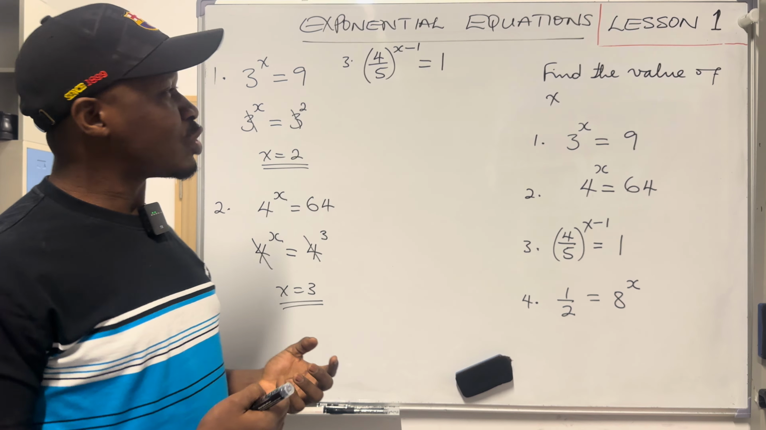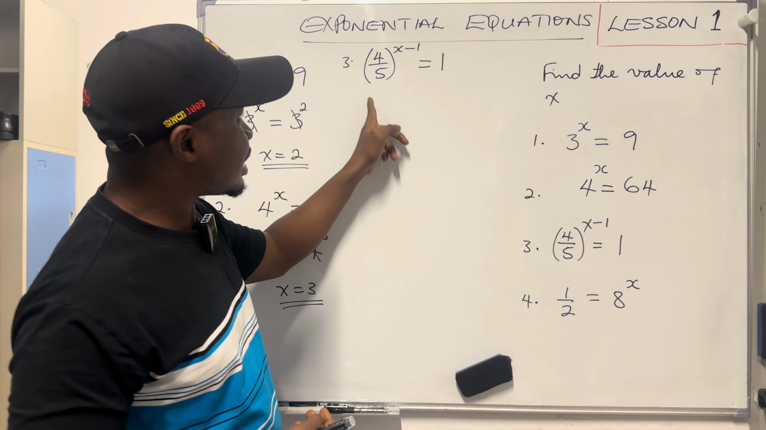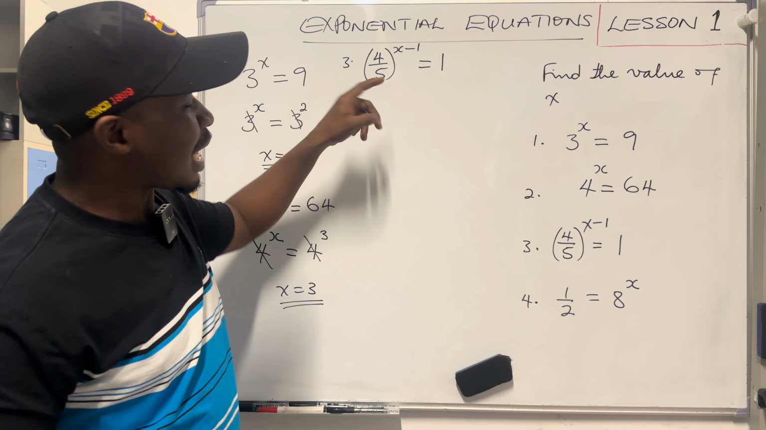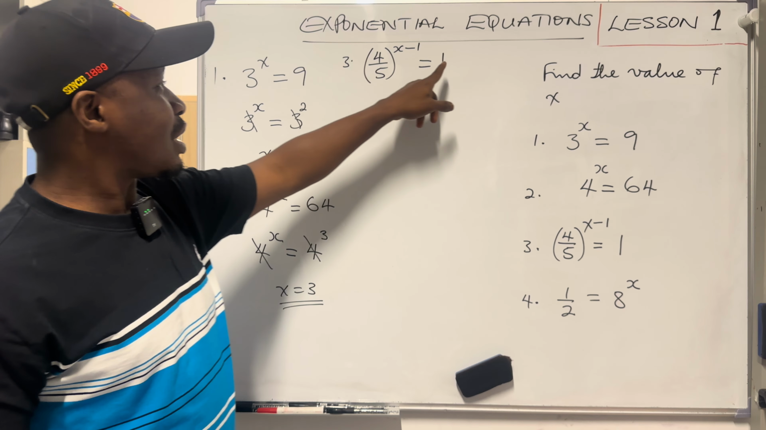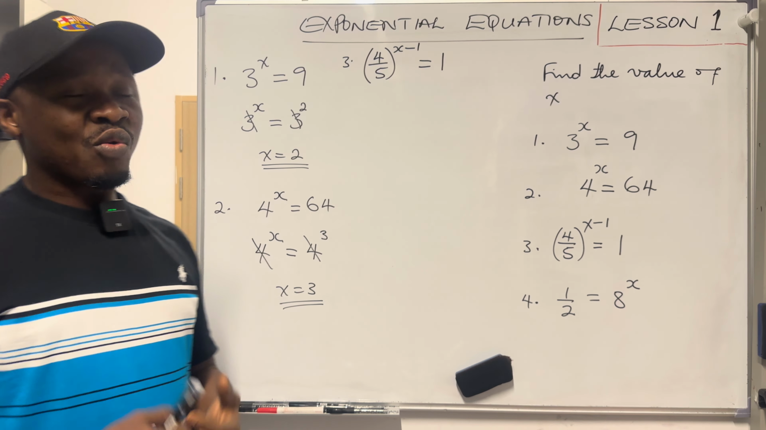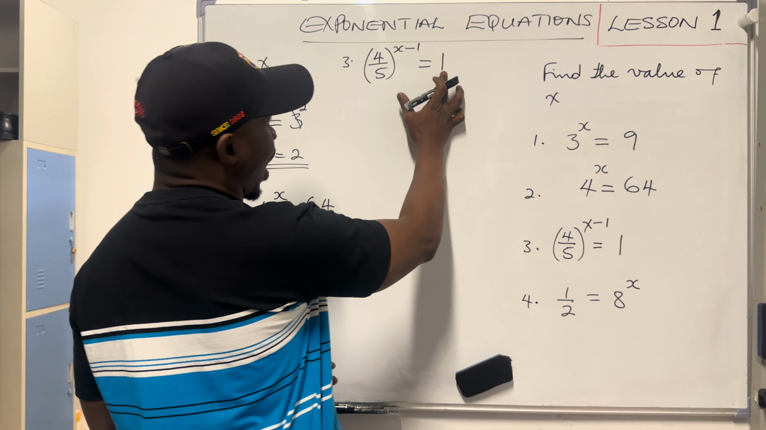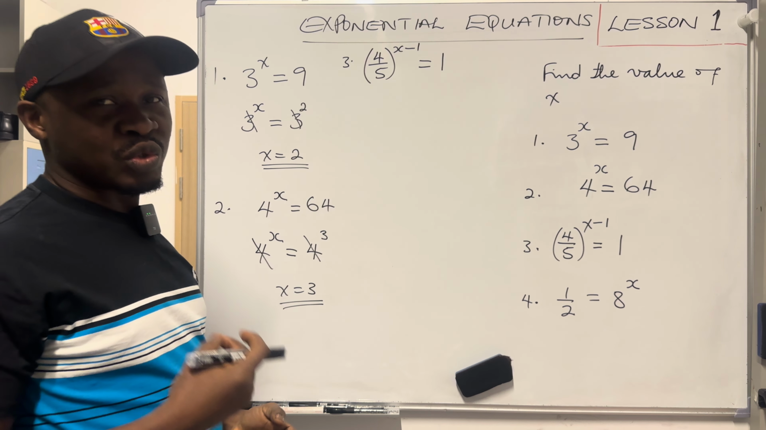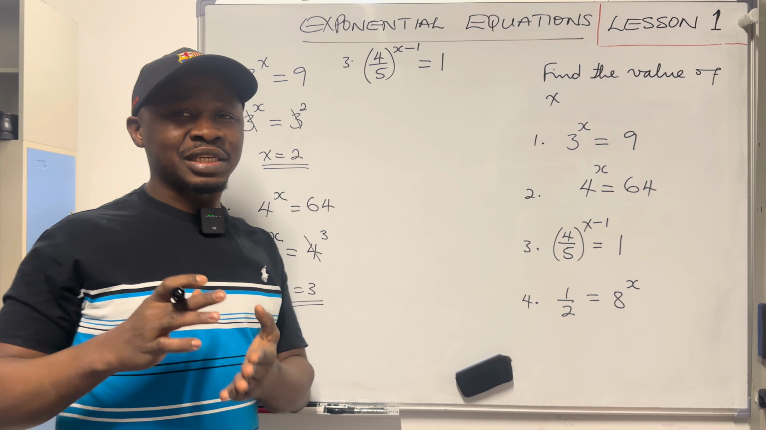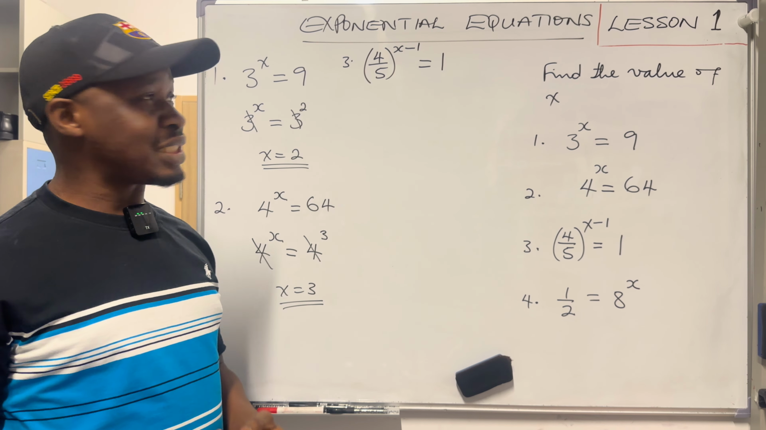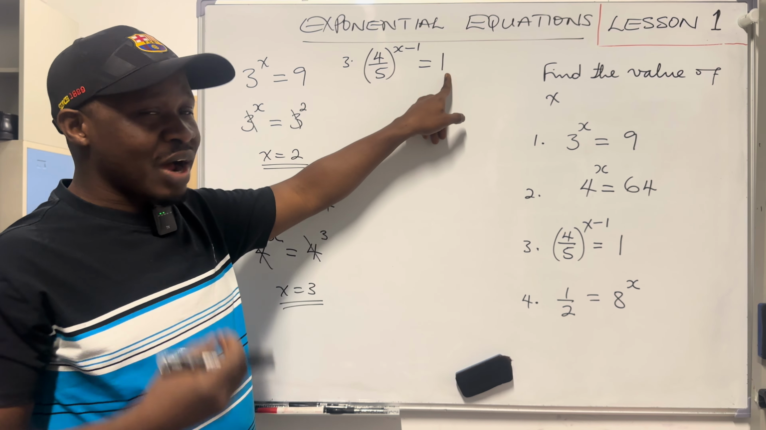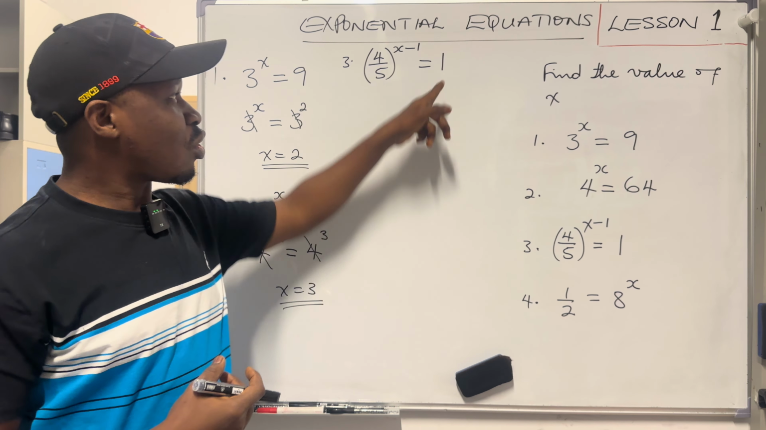All right, so when the unknown is the power, one term equals one term, we always want to make sure that the bases are the same. But think of this base as a fraction. How can we get the same base here? Well, it is always easy when you have 1 and you wish to have a desired base. Why? Because any value raised to the power 0 is always 1.